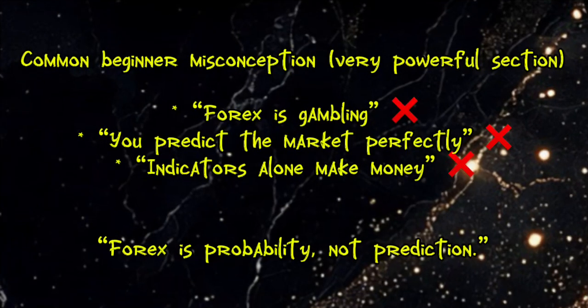Moving on, you can now see the common beginner misconception. This is a very powerful one. When you see a beginner saying Forex is gambling, you predict the market perfectly, indicators alone make money, all this kind of talk, you don't want to follow proper market structure, you don't want to follow discipline, you just feel like it's all about predicting the market. And as you can see, it's not all about prediction, it's about knowing what you are doing and having the perfect skill in what you are doing.